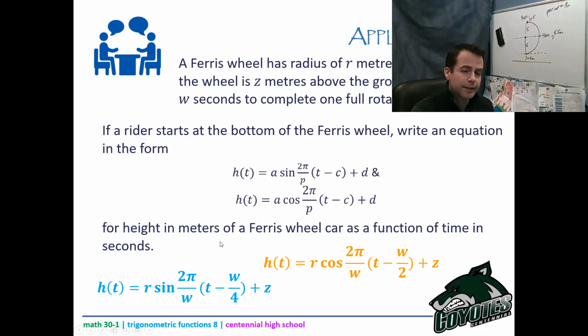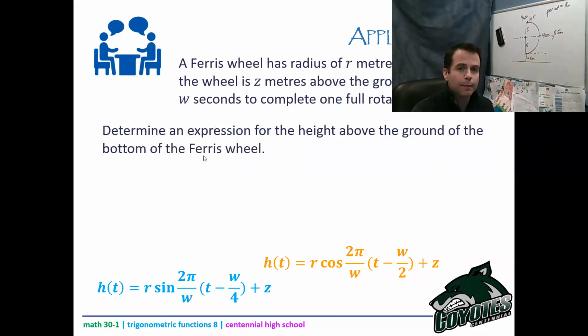Okay, and then kind of a second part to this question, I'll leave the equations there for you, but it says determine an expression for the height above the ground of the bottom of the Ferris wheel. So really, that's my minimum point. How do I get to my minimum point?